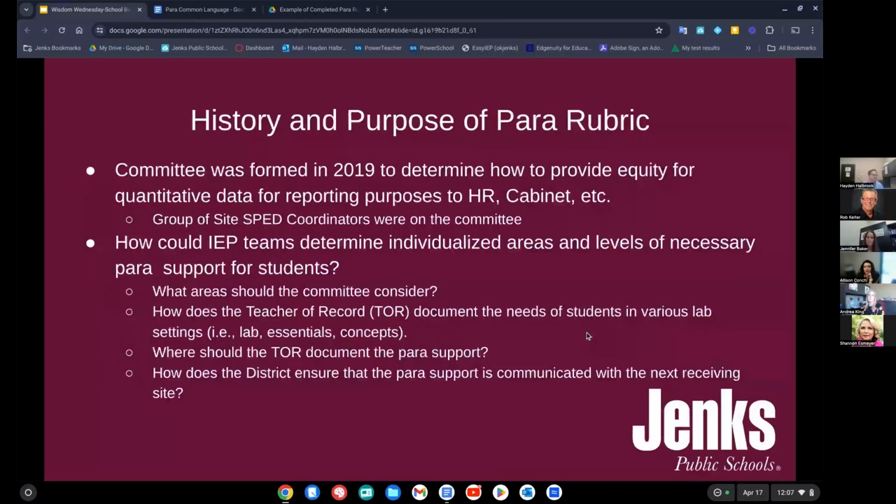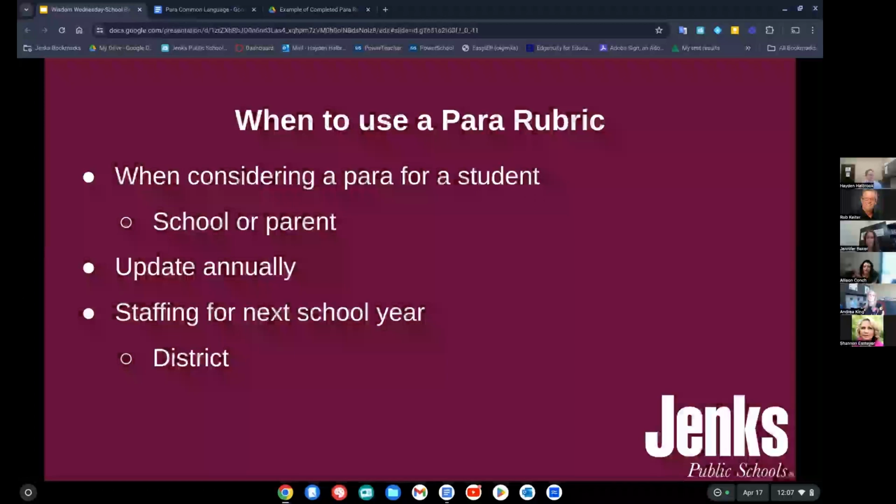Jennifer, when you update these, is it at the end of the school year, or just at each student's annual IEP? When you say update annually, is it through their annual IEP if they have a para on their IEP? Yes, and I did come across at the end of the year that they weren't updated, and we went back and asked them to do that. So it's gradually throughout the year.